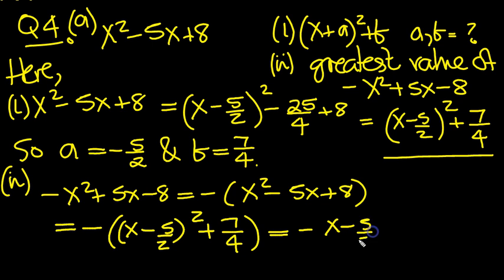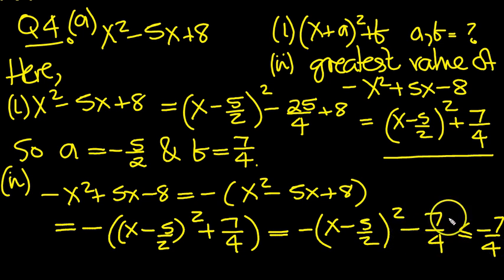Minus (x minus 5 over 2) squared minus 7 over 4. Okay, so that's what this equals then, using part 1. Now this thing here is a square. A square value is always positive, so minus this value is always negative. So this is always going to be a negative number. So this will be less than or equal to minus 7 over 4, won't it? Because you've got that number there, take away something.